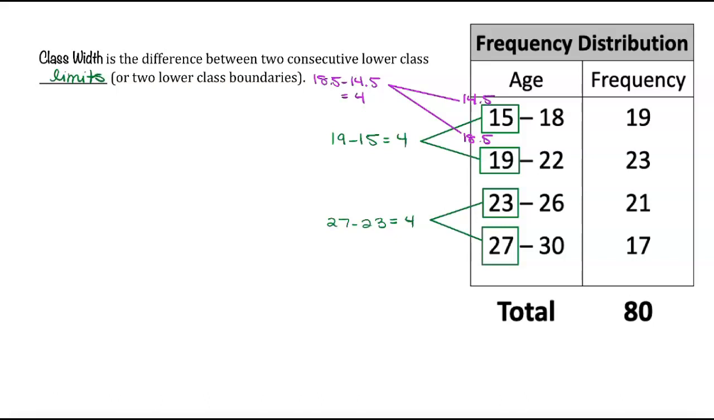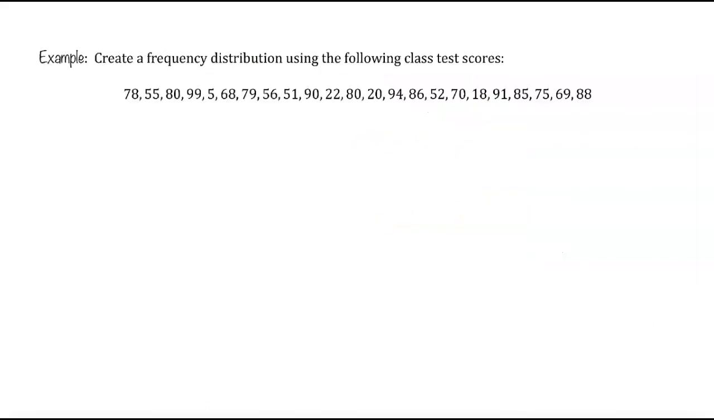Let's try out what we've learned about frequency distributions with an example. For this example, we're going to create a frequency distribution using the following class test scores. Since we are not told exactly how we need to create this frequency distribution, we can choose the classes however we'd like. It appears that this was a test that was out of 100 points, so let's create 5 classes to represent scores from 1 to 100.